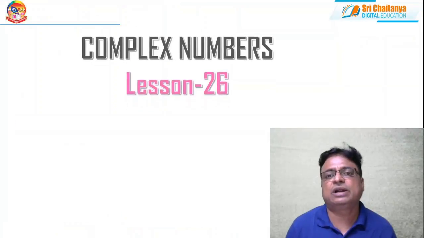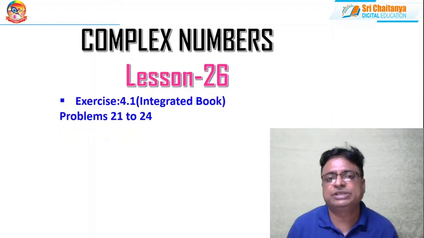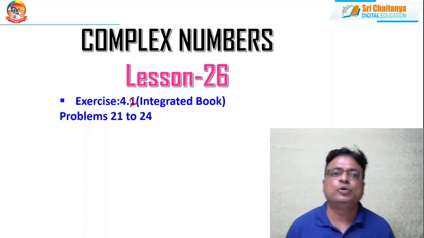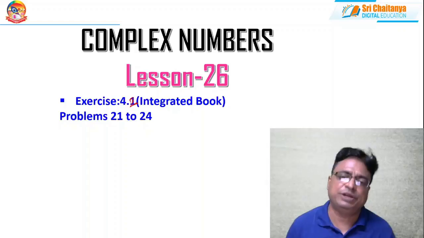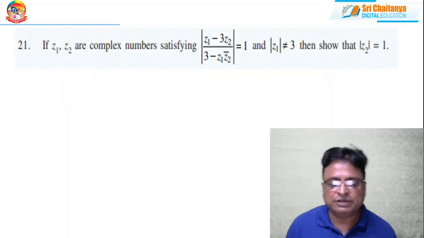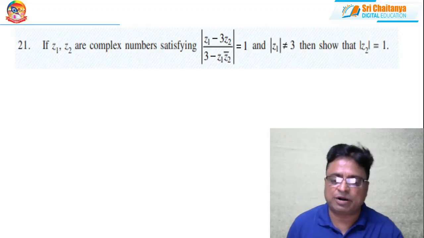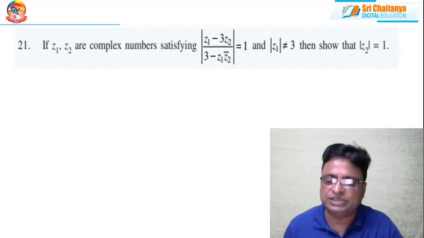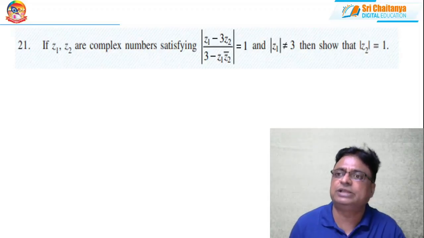And this is lesson number 26. Here in the integrated textbook, in exercise 4.2, we are concentrating on problems 21 to 24. Now, what is problem number 21? Z1, Z2 are complex numbers satisfying mod of (Z1 minus 3Z2) by (3 minus Z1 Z2 bar) is equal to 1, where Z1 is not equal to 3, then show that mod Z2 equals 1.